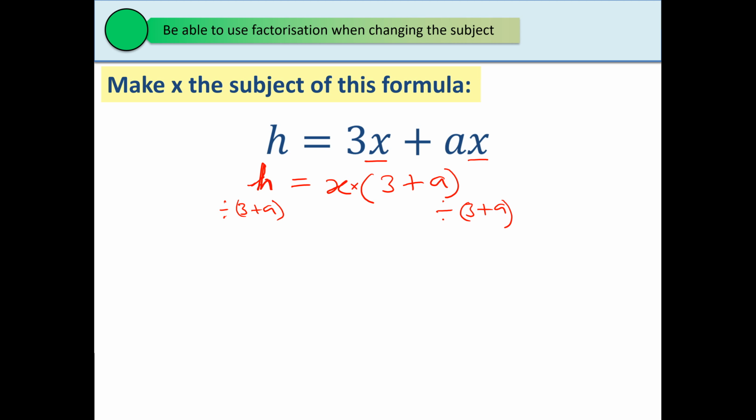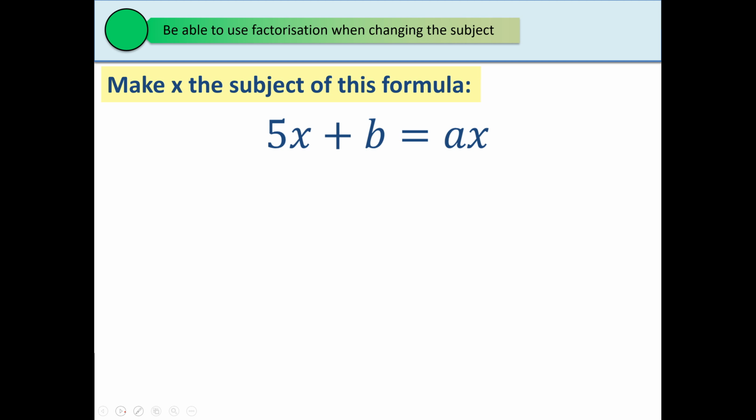Okay, now h divided by 3 plus a is going to be h over 3 plus a, and on the right hand side 3 plus a and 3 plus a cancel out, it leaves with just x, and that's it. So x is equal to h over 3 plus a.